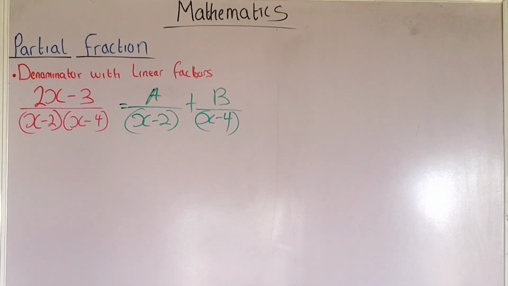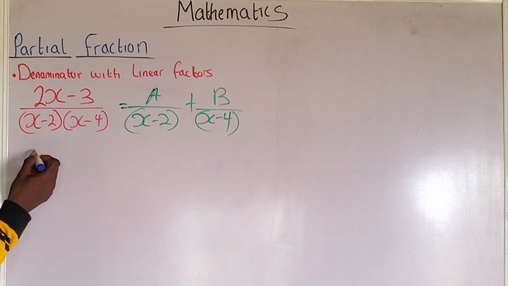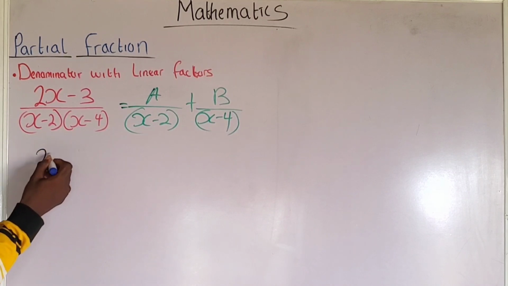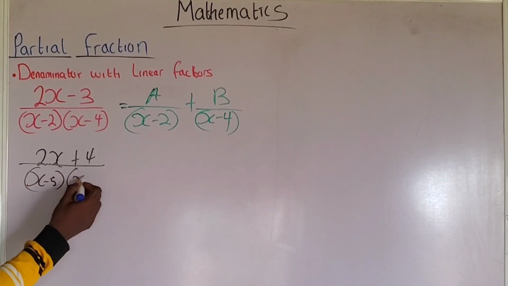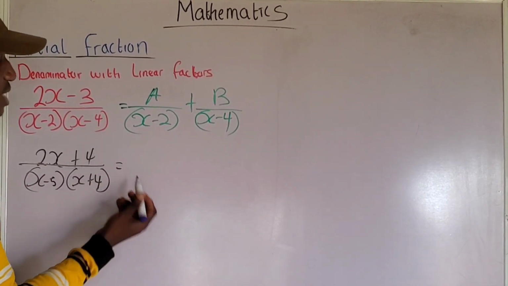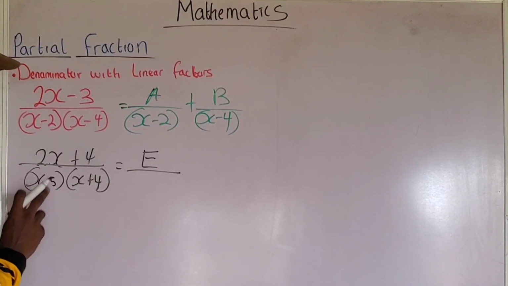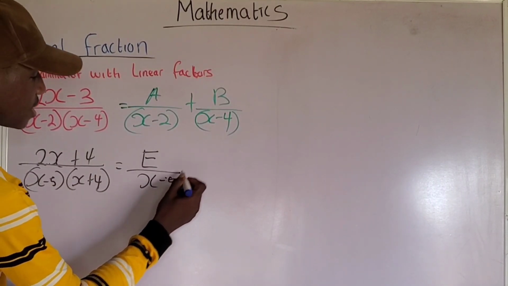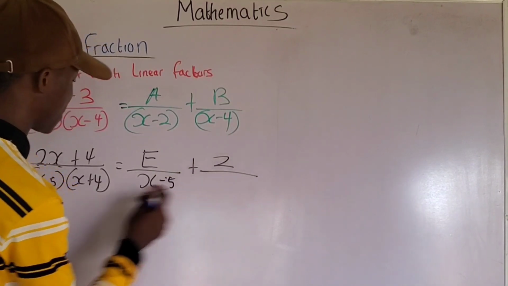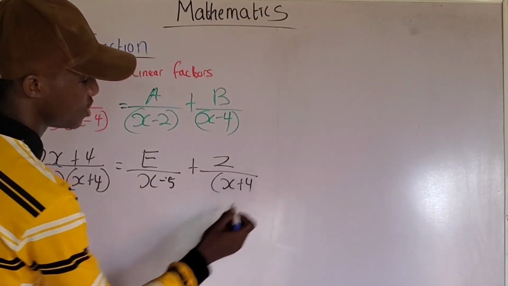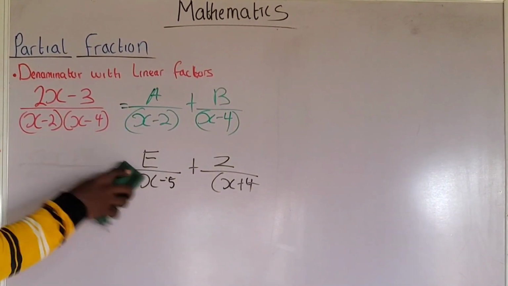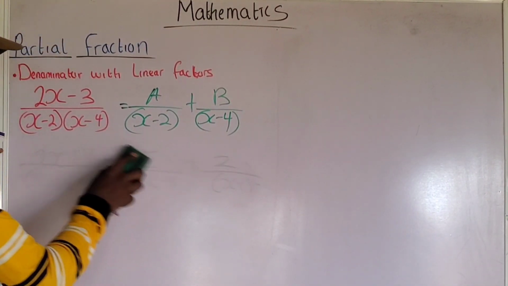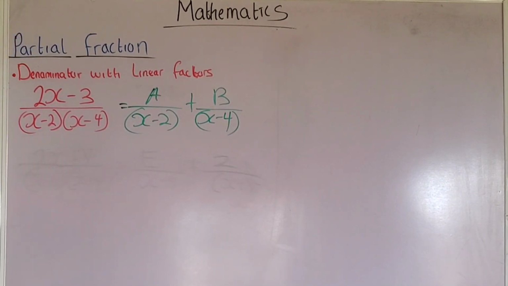So eventually we have something like, please pay attention, (2x + 4) over the factors (x - 5) and (x + 4). This will be written as, you can use any letter, E over one of the factors, that is x - 5, plus, you can use any letter, Z over x + 4. Do you understand what I'm saying? So the goal now is to determine the values of E and Z. Just like what we learned in our previous class, if you are following, there's a particular class that we did, that is the first class. You should be able to solve this.